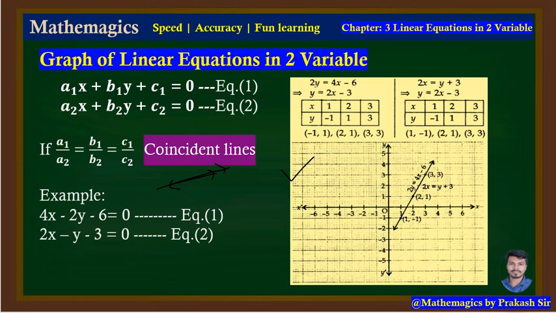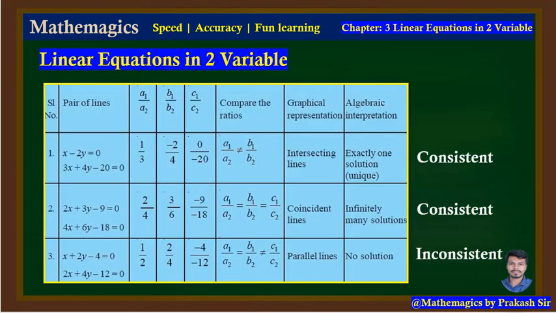I hope, my dear students, all of you have some basic knowledge regarding this. And now we are going to sum up. So here, for the linear equations in two variables, the first is a1 by a2 is equal to 1 by 3, b1 by b2 is equal to minus 2 by 4, again we can write it as minus 1 by 2. And the third one is 0 by minus 20, that is obviously 0. So in this case the first one and the second one are not equal. So that's why it is called intersecting lines, and it has only one solution, which is called a unique solution. And obviously this is consistent because it has a solution. Consistent means having a solution.